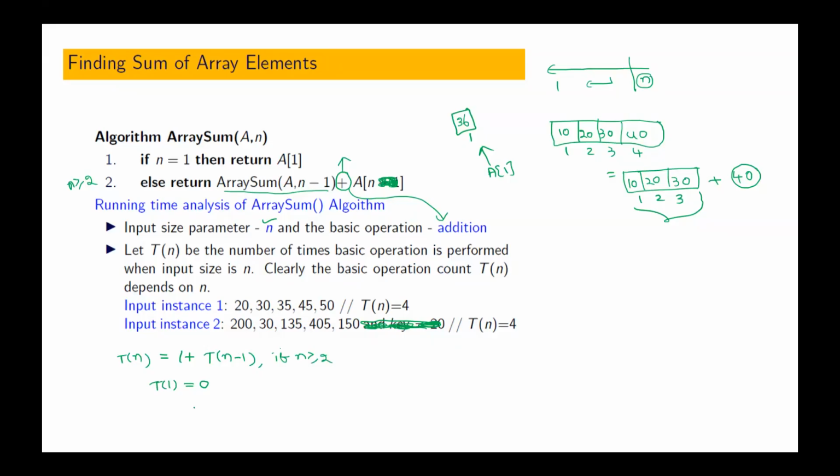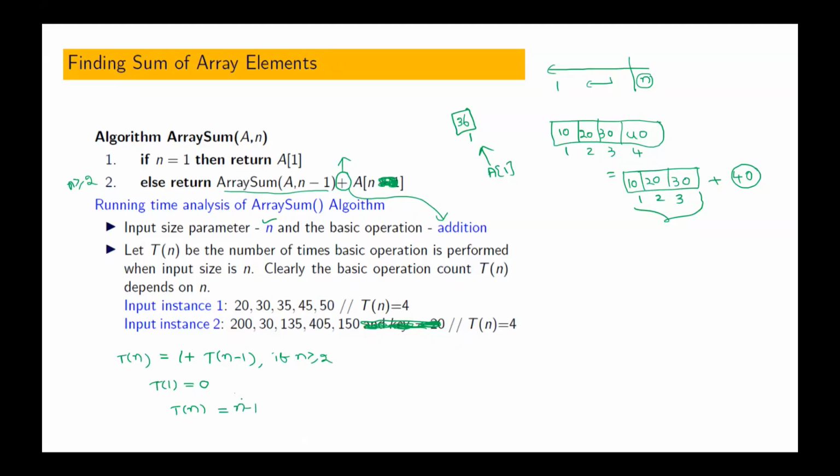What is the answer? What is T of n? Small change. n minus 1, sir. Thank you, brother. n minus 1 is the correct answer.